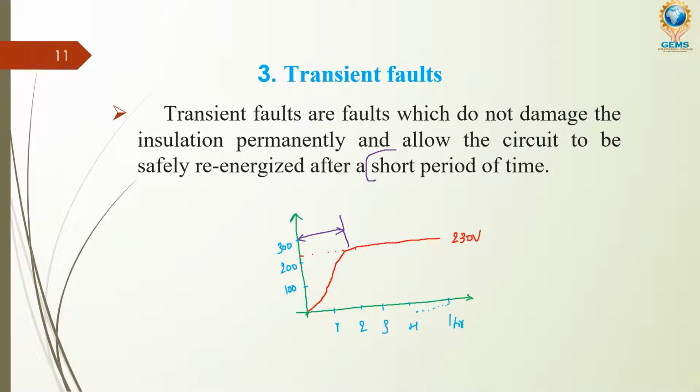Transient means it will be there only for a short period of time. Suppose the fault happened at this point, the voltage may come down to, suppose, 190, and within 1 or 2 seconds it will go back to here. Suppose it may go to 250, but it will come back within 1 or 2 seconds.